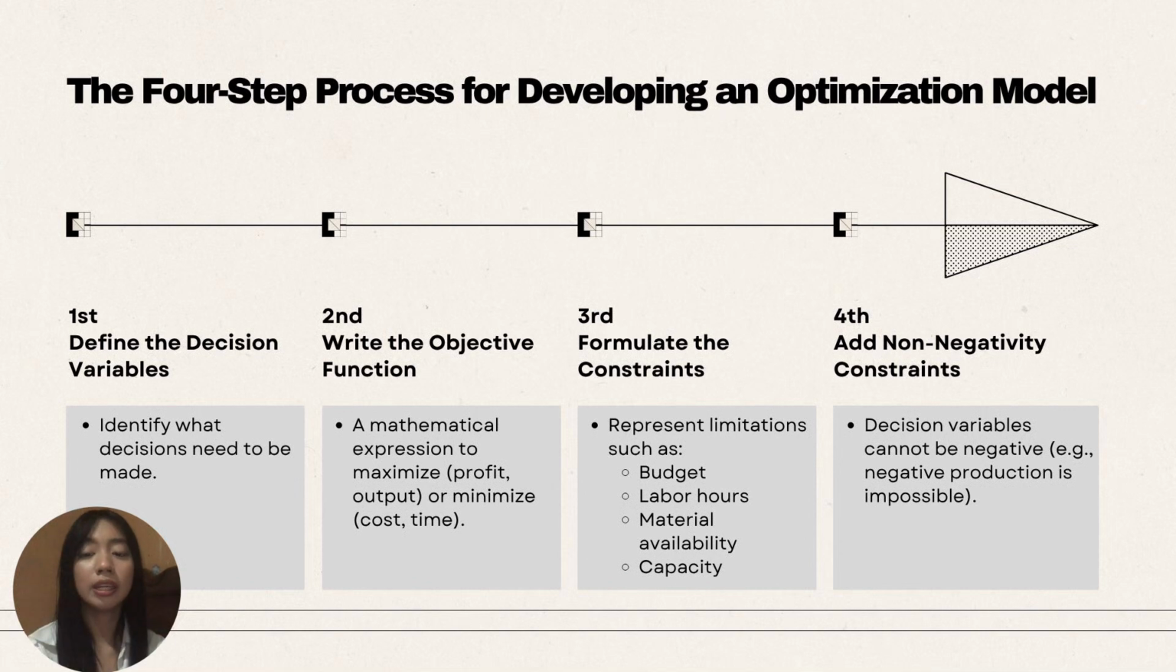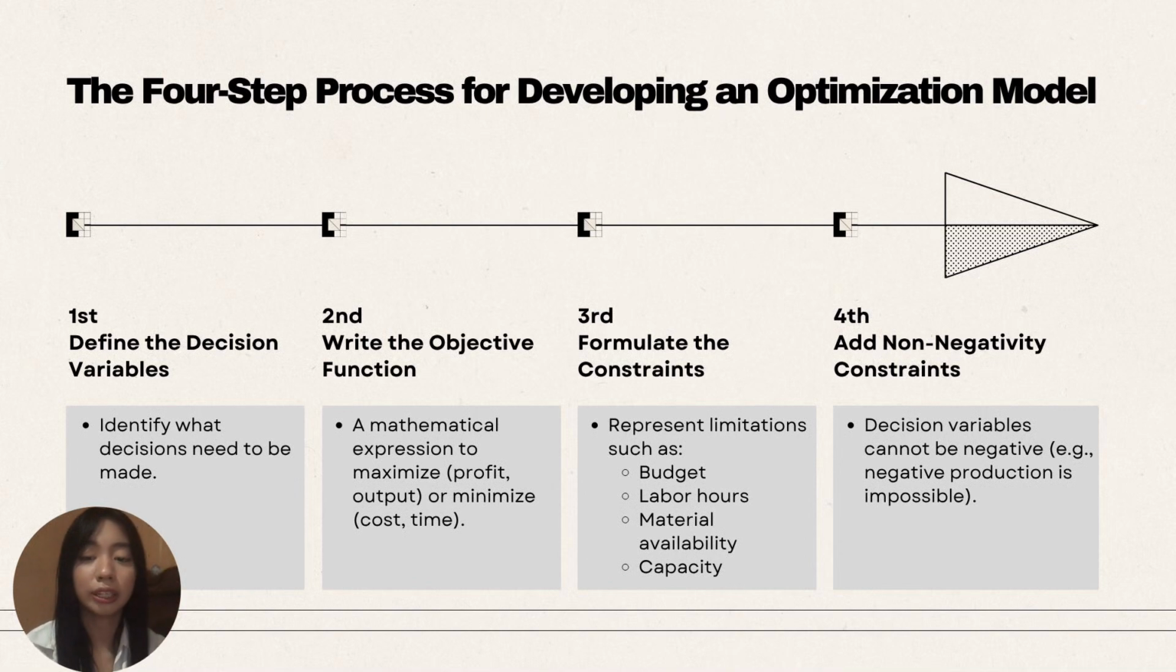Next we have step 2, write the objective function. This is the mathematical expression that represents our goal, whether we want to maximize something like profit or output, or minimize something like our cost or production time. A key point to remember for this step is that the objective function must be linear, meaning the variables appear only in simple terms without exponents or nonlinear relationships.